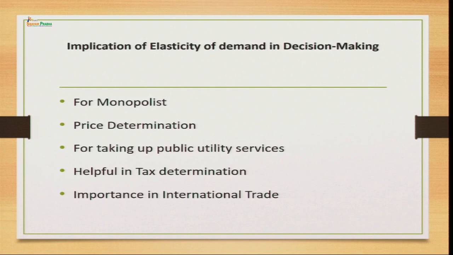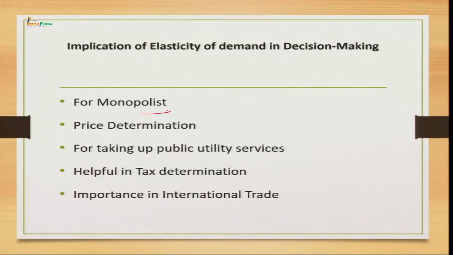The very first help it is going to provide is to the monopolist, right? And who is the monopolist? A monopolist is a single seller who does not have any competitor. He is the single seller in the market, and the product which he is selling does not have any substitute. So he is basically the price maker. He himself sets the price of the commodity. So for a monopolist also, it is very important to know whether the product which he is selling is of elastic nature or inelastic nature, so accordingly he can charge the prices.